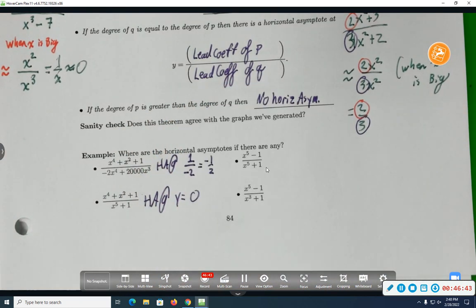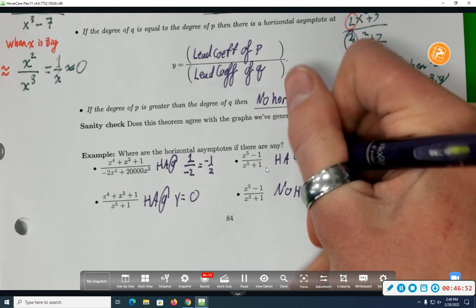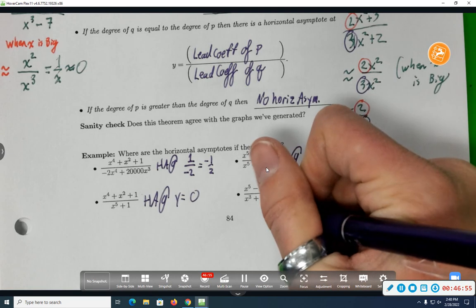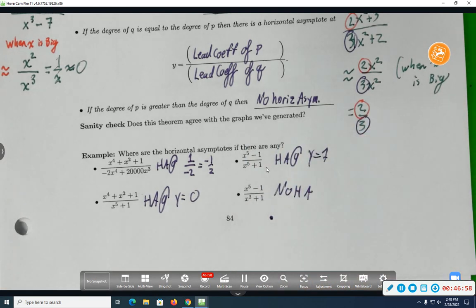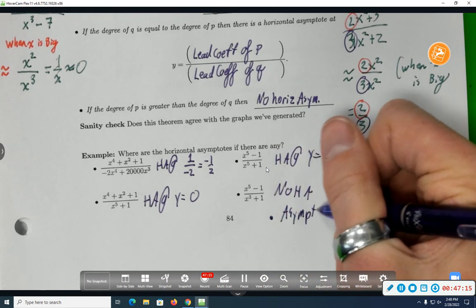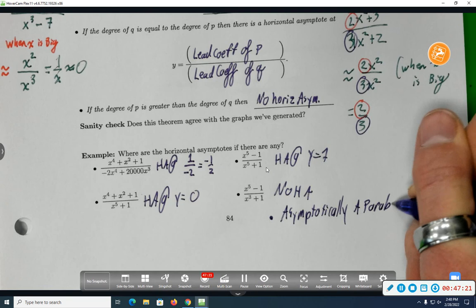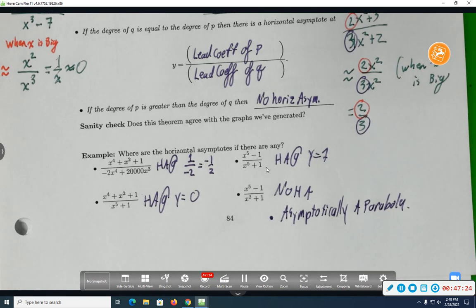And the final one. Where are its horizontal asymptotes? None. What's the degree of the top of that fraction? 5. The degree of the bottom is 3. So 5 minus 3 is 2. So asymptotically, I will assert that this will behave like a degree 2 polynomial. Asymptotically. Neat.